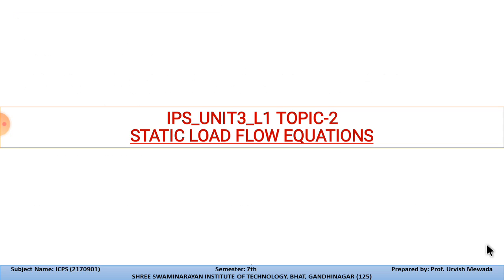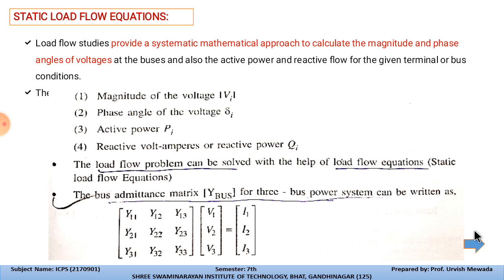Now let us discuss topic number 2 of this chapter, static load flow equations. This is the most important question of this chapter. So please pay attention over here. Let us discuss the static load flow equations. First of all, static load flow equations mean the load is steady, it is not varying, it is fixed, or there is no fluctuation in the load.